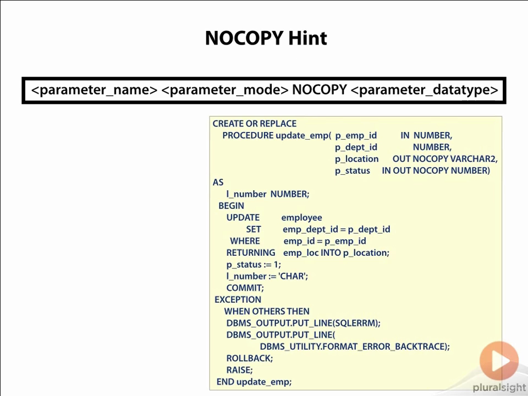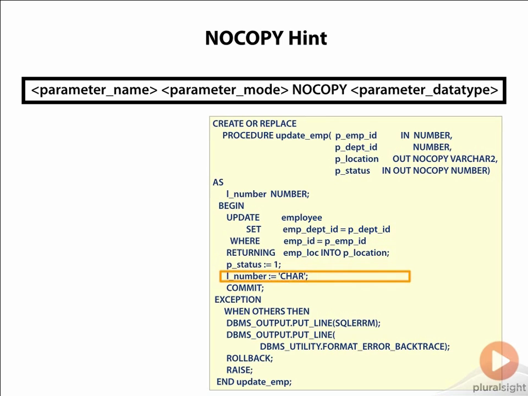So here in this code snippet, we have given the NoCopy hint to pLocation, which is an out parameter, and pStatus, which is an in-out parameter. Again, we assign values to pLocation as a part of the returning clause of the update statement. pStatus is assigned a value of 1.